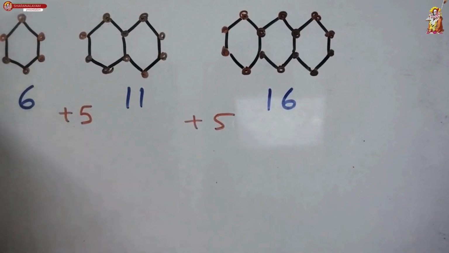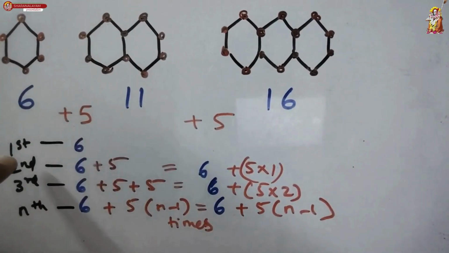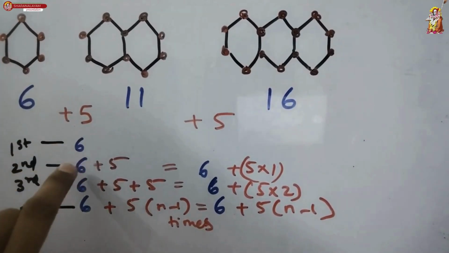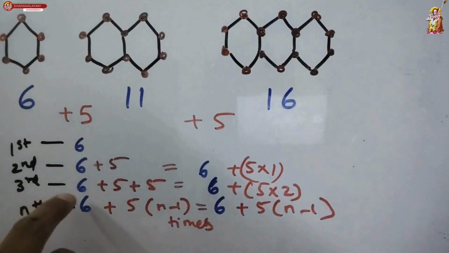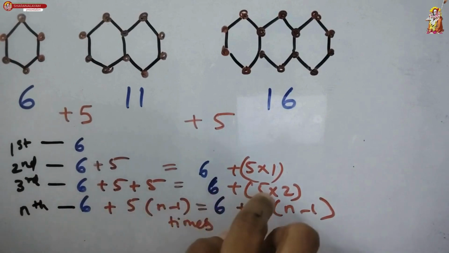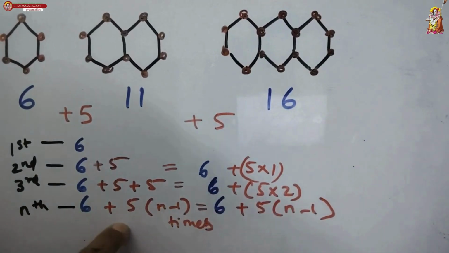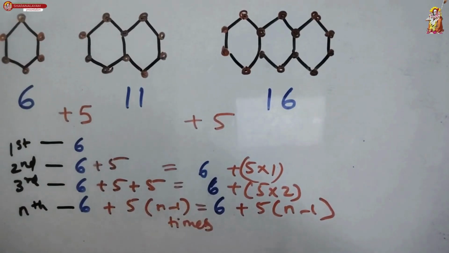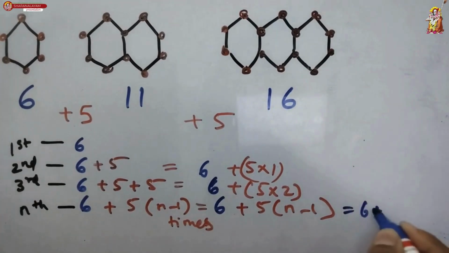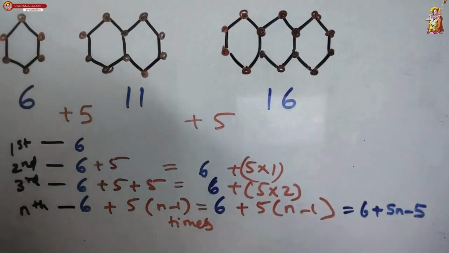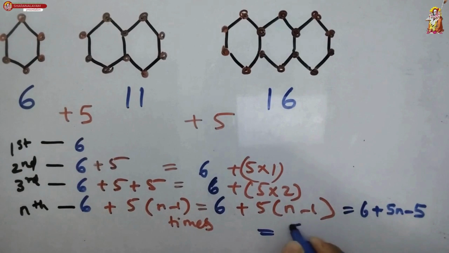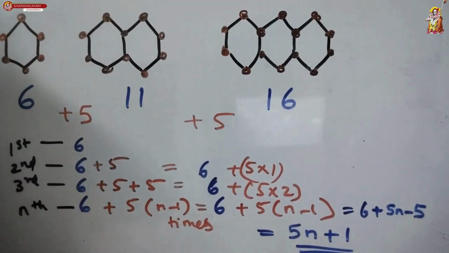How will we calculate the number of matchsticks for the nth pattern? Same way. So similar thing. First one will have 6 matchsticks. Second one will have 6 plus 5. That is 6 plus 5 into 1. Third one will have 6 plus 5 plus 5. That is 6 plus 2 times 5. The nth one will have 6 plus n minus 1 times 5. So 6 plus 5 into n minus 1, which is 6 plus 5n minus 5, which is the same as, now 5n will be as it is, 6 minus 5 will be plus 1. So 5n plus 1, that is the rule for this pattern.